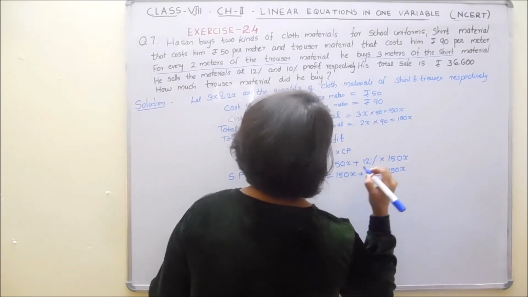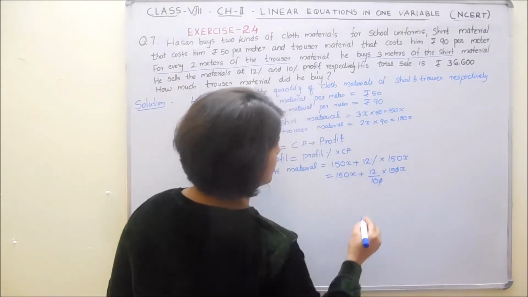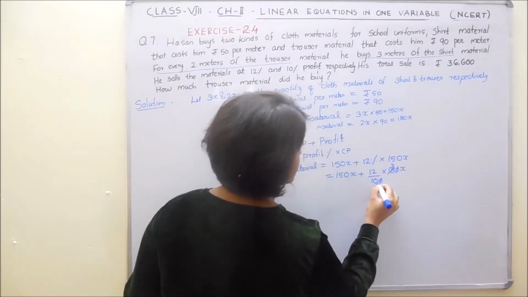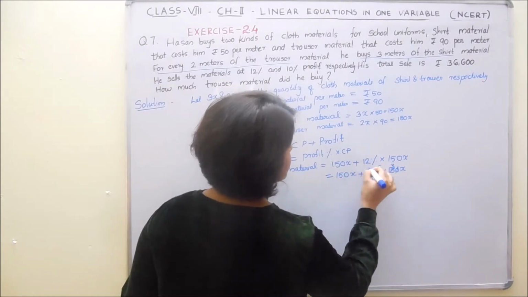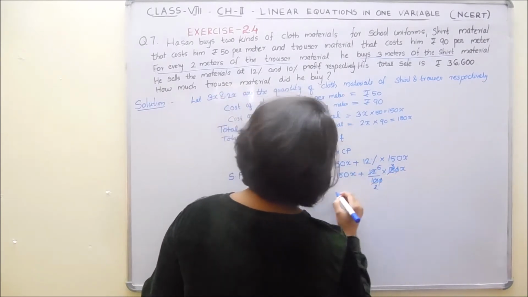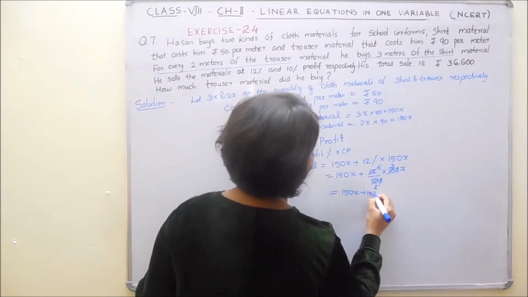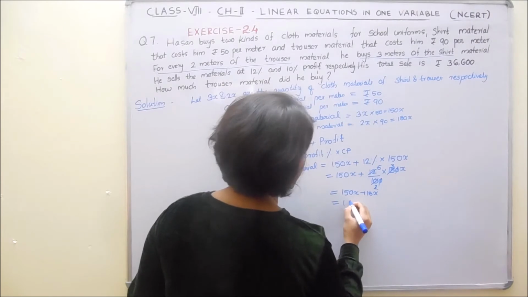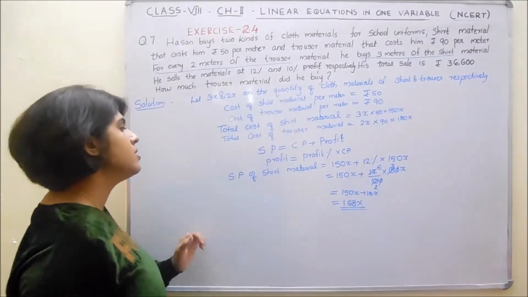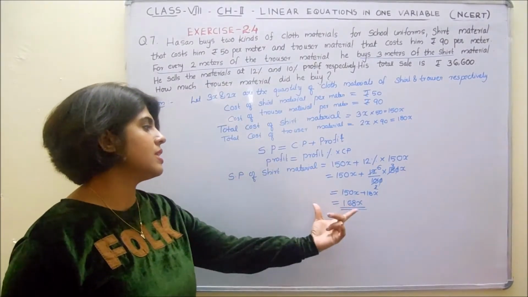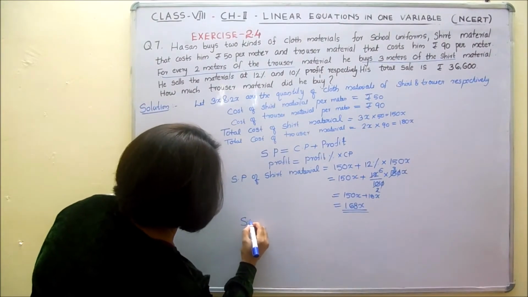150x. Right? Yes. So here we can cancel out this 0. Then 500 goes in 15 3 times. 500 goes in 10 2 times. Then 200 goes in 12 6 times. So this equation reduces to 150x plus 18x, that is 168x, right? So selling price of shirt material is 168x.